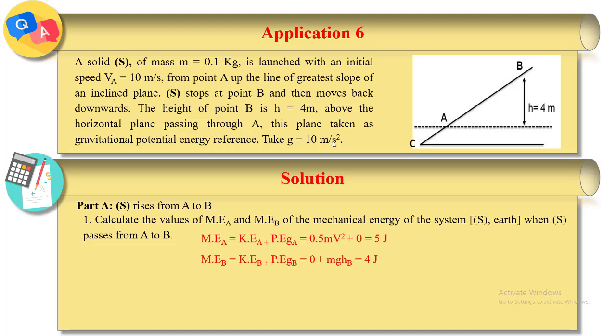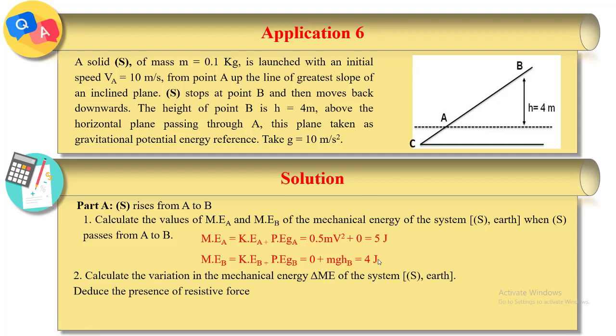The mechanical energy at point B is equal to the kinetic energy at point B and the gravitational potential energy at point B. But the kinetic energy at point B is equal to 0 because the ball stops at point B, then moves back. So the speed at point B is equal to 0, so the kinetic energy becomes 0. So the mechanical energy at point B is equal to the gravitational potential energy at point B, which is equal to mgh_B. We make a simple calculation and we get 4 joule.